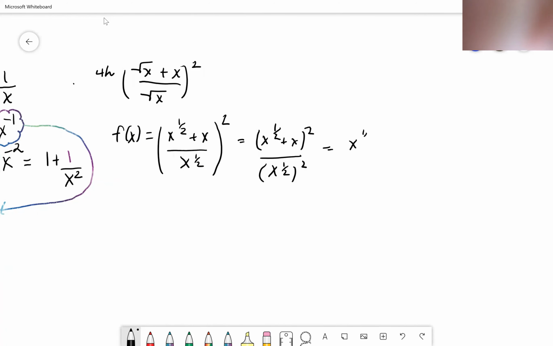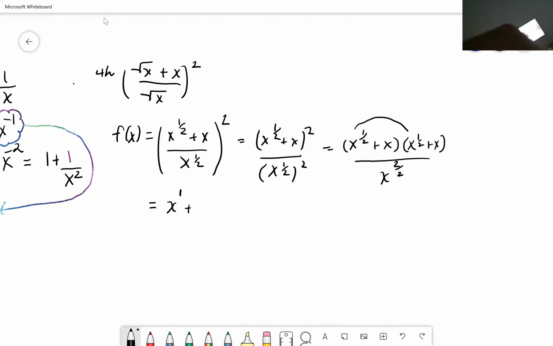So now, x to the half times x to the half, what would that be? What do we do when we multiply like that? What do the exponents do? They add, right? What's half plus half? 1. Then we have x to the half times x to the first. That should come out to x to the 1.5, or 3 halves.